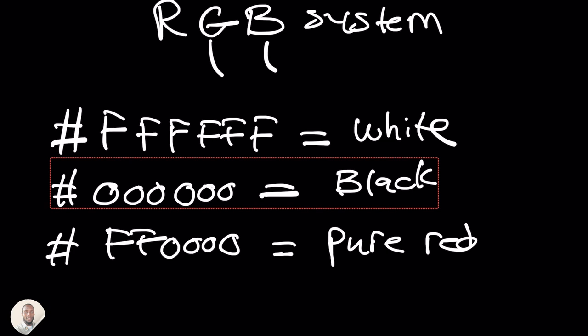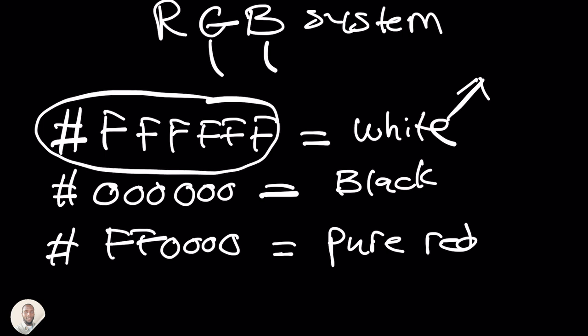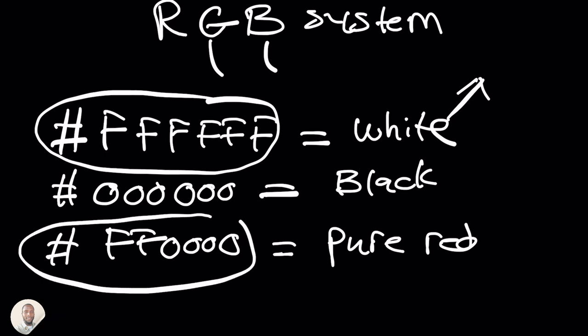You see, this simply means that when a computer wants to store the color white, it stores it as this code, right? And when it wants to store pure red also, it stores it in the form of what? In the form of this code.